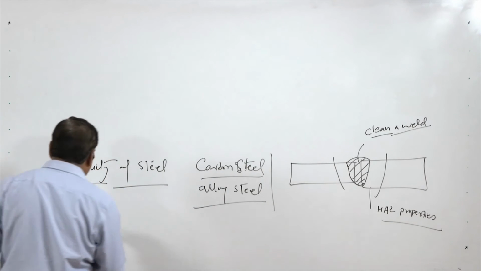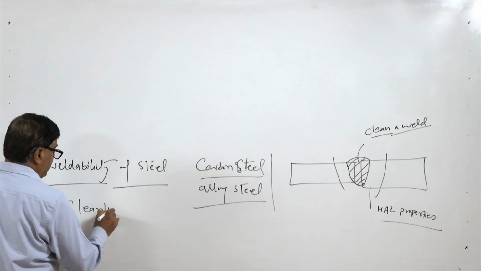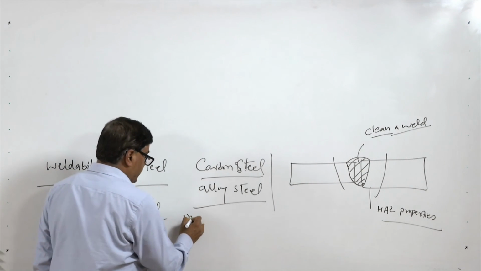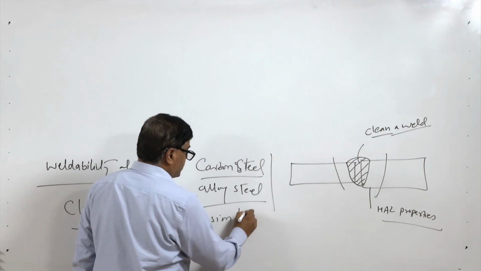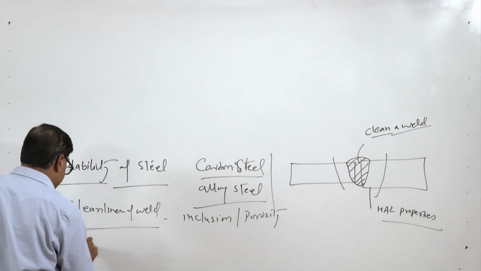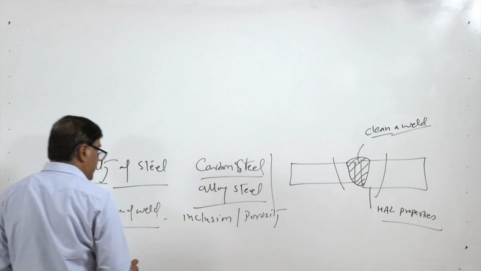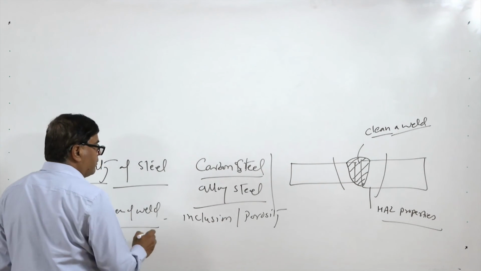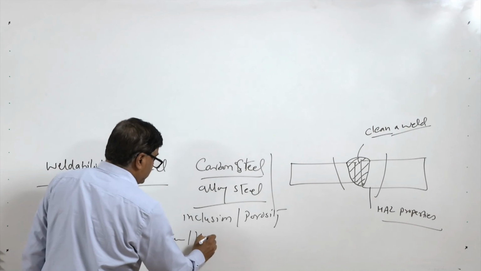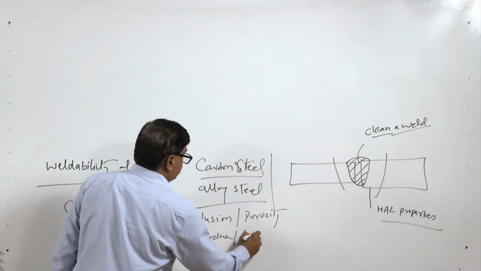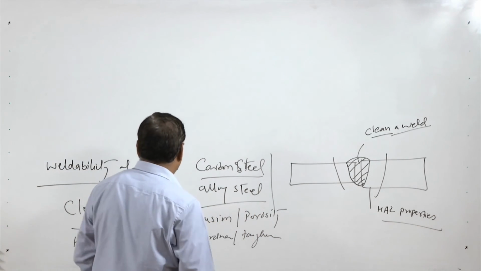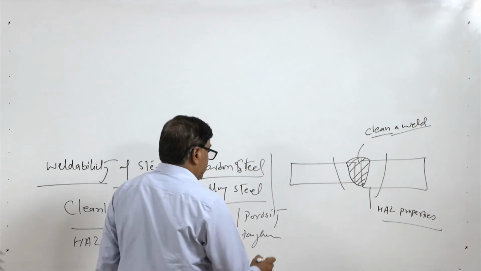So, the cleanliness of the weld, what does it mean? Cleanliness of the weld in the case of steel is about inclusions and porosity. And the HAZ properties are about the kind of structure, hardness or the toughness variation which is encountered in the heat affected zone. So, these properties are governed by various aspects.